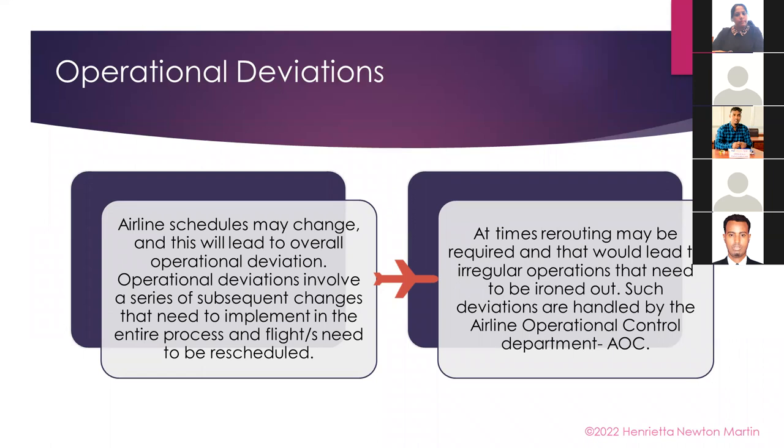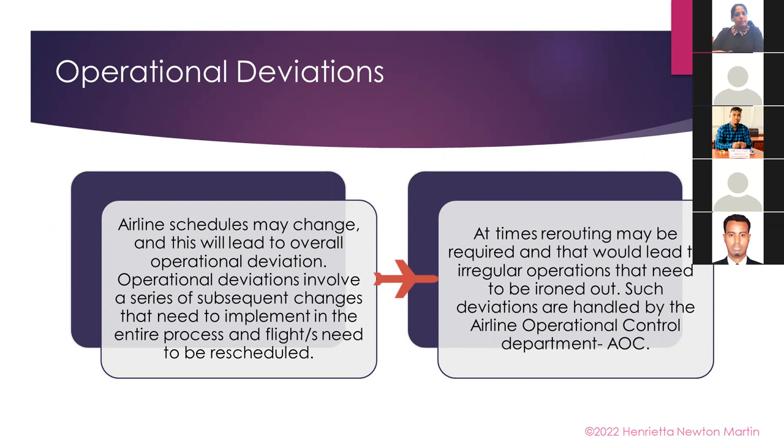For those operations, again, there are a number of factors involved. So they will have to work towards setting right all those other operational factors, based upon the new schedule that they have strategically devised because of a particular impediment or problem that has occurred, something they had probably foreseen, or it is unforeseen. But impediments in airline operations are inevitable. It happens, so they prepare a contingency plan and are ready in advance. So airline schedules may change, and this will lead to overall operational deviation.